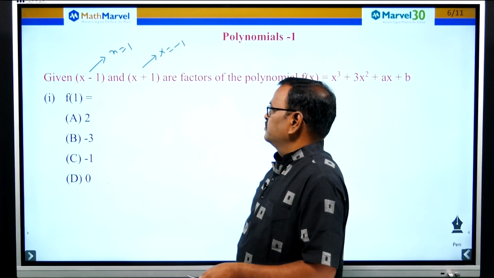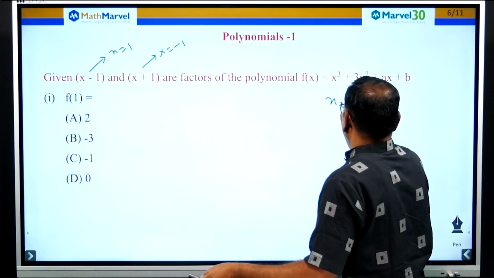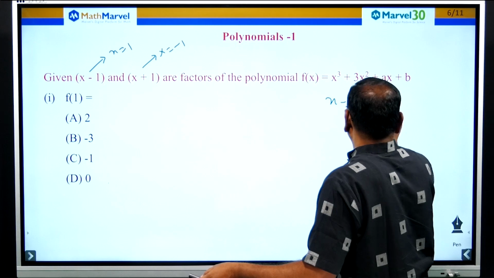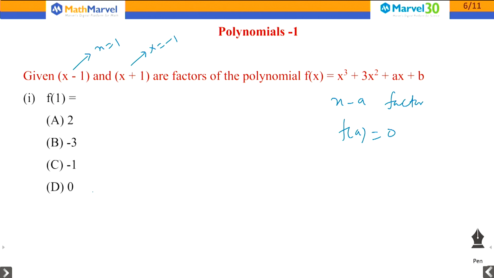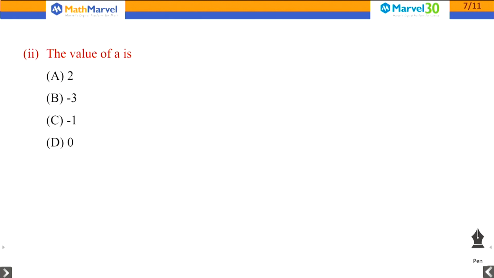By factor theorem, if x minus a is a factor, then what is f of a equal to? F of a equal to 0. Therefore, x minus 1 is a factor, f of 1 equal to 0, and hence option D. This is by using factor theorem. Because x minus 1 is a factor, x equal to 1 is a zero, and hence f of 1 equal to 0. Okay. Next, the value of a.